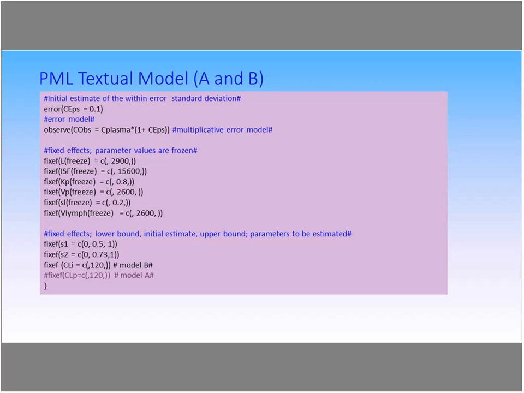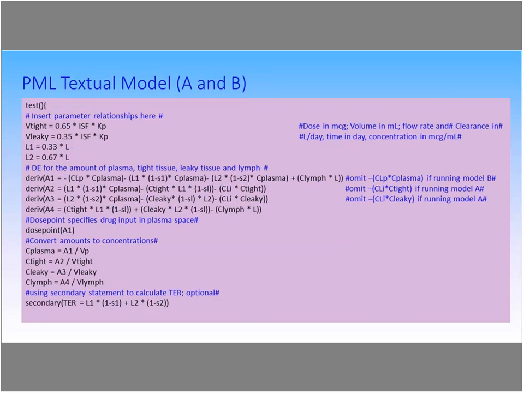Now remember, if you want to run model B, you want to estimate clearance from tissue. If you want to run model A, you estimate the clearance B. I think that I missed something. Okay, here.